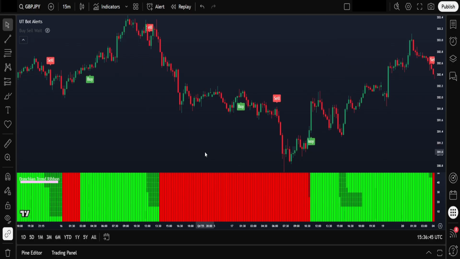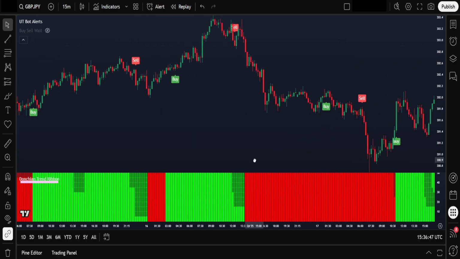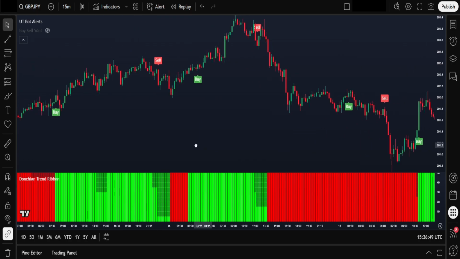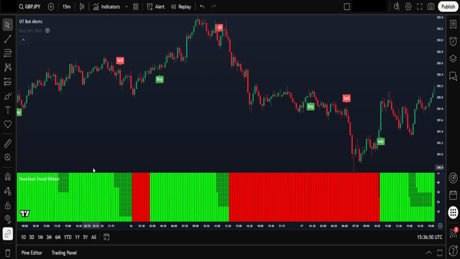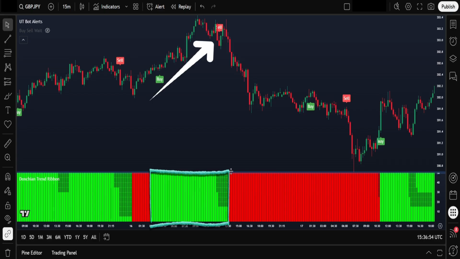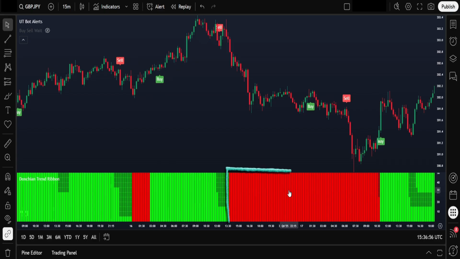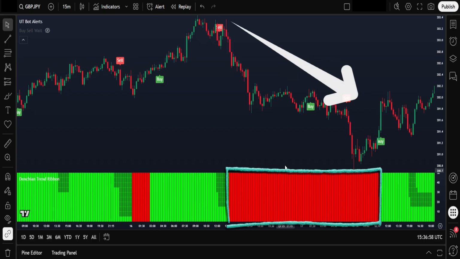Donchian Trend Ribbon by Lonesome. Leave the default settings. This is our short-term trend filter. When the ribbon is green, we treat conditions as short-term bullish and we look for longs only. When the ribbon is red, we treat conditions as short-term bearish and we look for shorts only.